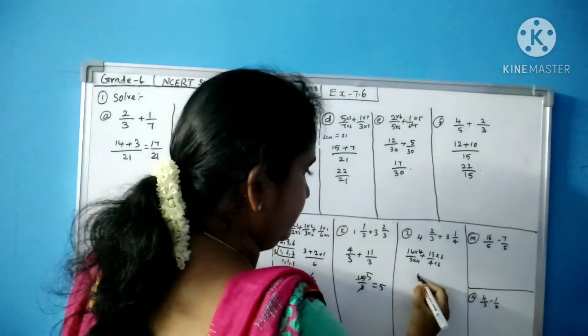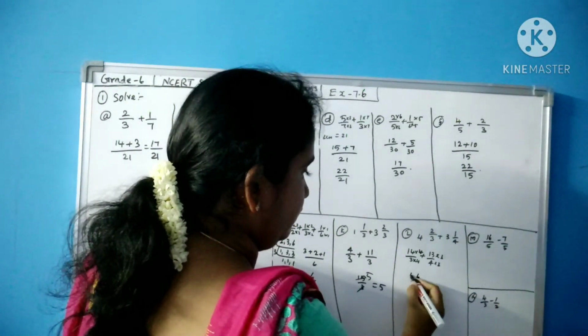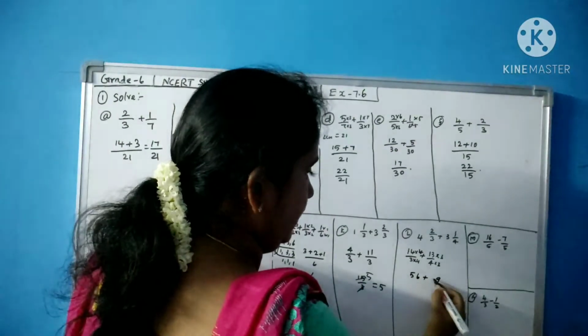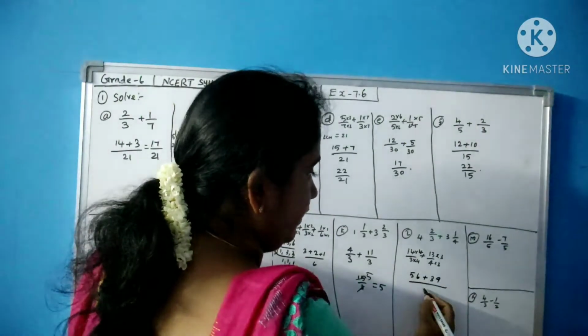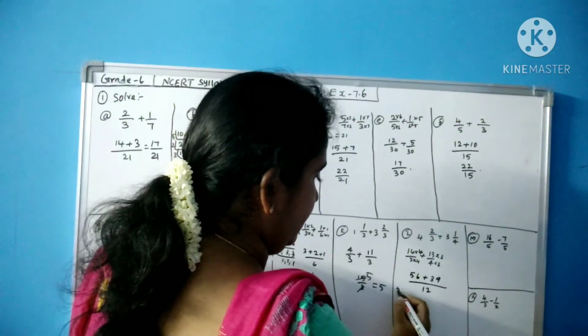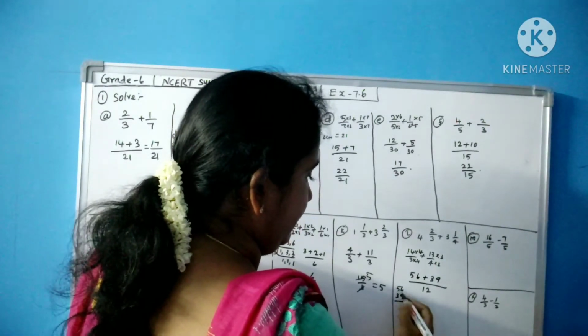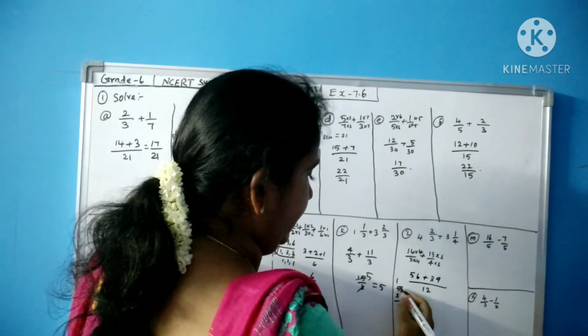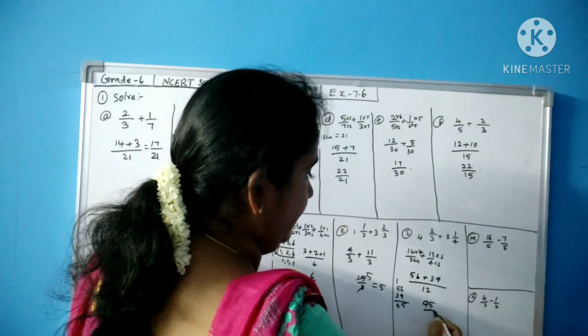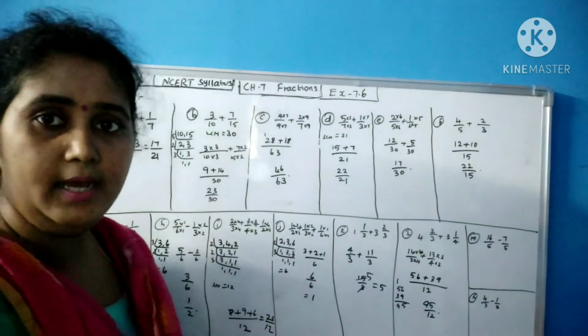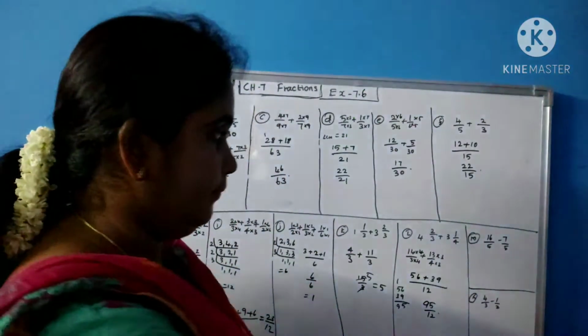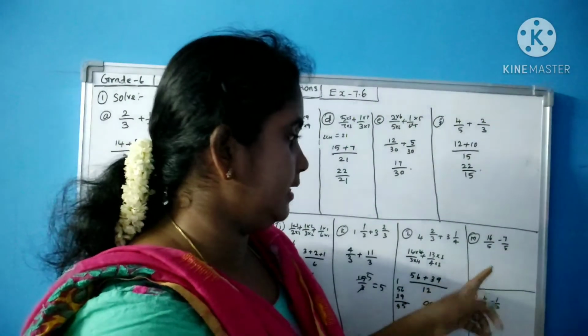14 into 4, how much? 4 4s are 16, balance 1. 1 4s are 4, 5. 56 plus 3 3s are 9, 1 3s are 3. 39 divided by 12. 56 plus 39, how much? 9 plus 6, 15. Remainder 1, 8, 9. 95 divided by 12 is your answer. Did you understand? Okay. Now see the next one.